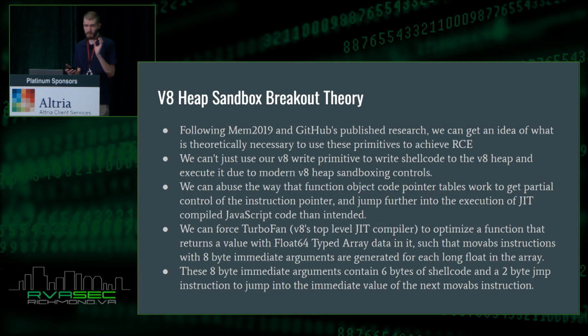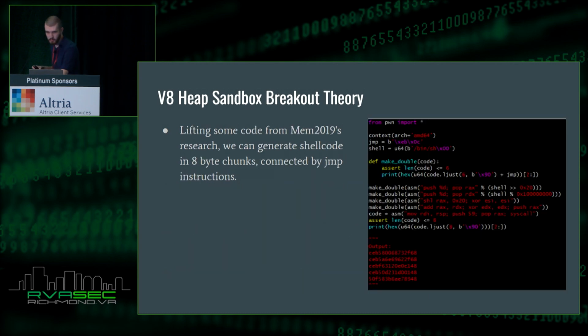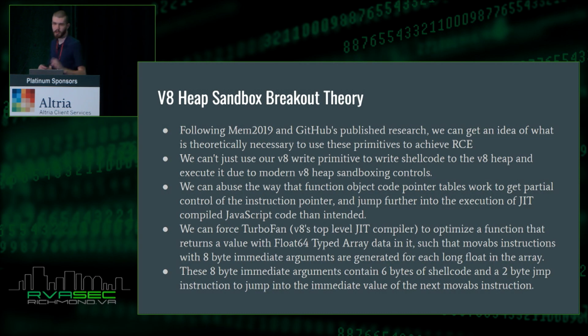But the theory here is that we can include a JavaScript function that includes a bunch of 64-bit float values. We can force the JIT compiler to optimize that function and compile it. That shellcode that will be generated will include these long move abs instructions. I'll show this later. And our shellcode will be inside of those float 64 values. So we'll have 6 bytes of shellcode in that 8-byte float 64 value, and then a 2-byte jump into the next chunk of shellcode. So I'll show pictures.